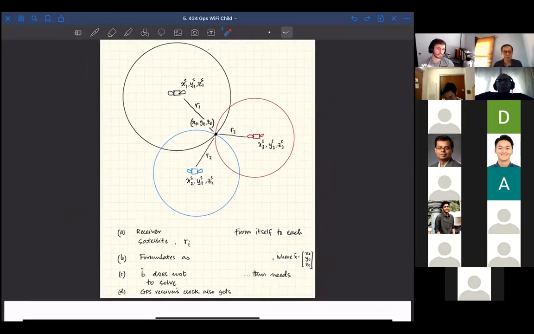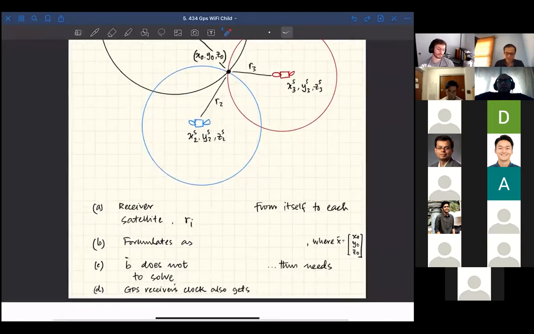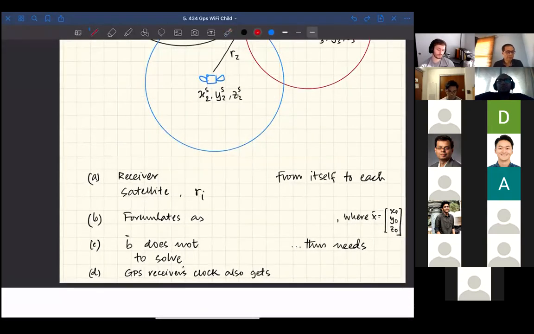But this is again very high level. We'll look at a little bit of the details, but let's basically write that algorithm in pseudocode, in a very high level language. So receiver measures distance from itself to each satellite. Let's call that satellite I. And this distance is called Ri.